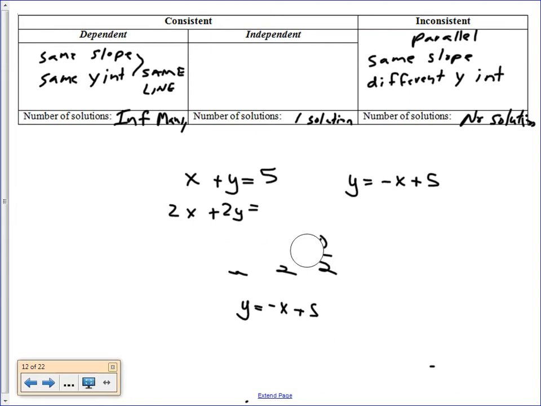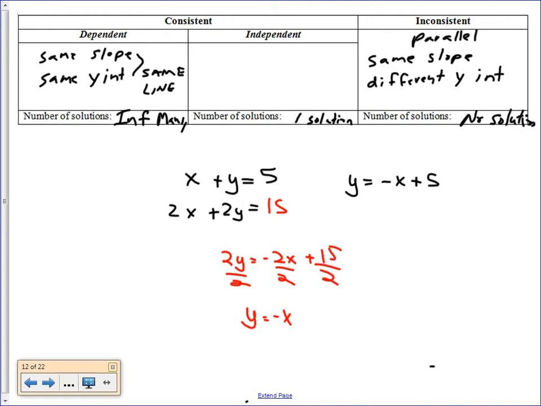I'm going to use the same example, but this time instead of making that a 5, I'm going to make it something like 15. So now when I solve this second equation for y, watch what happens. 2y equals negative 2x plus 15. Divide by 2, divide by 2, divide by 2. y equals negative 1x plus 15/2. They're still the same slope.